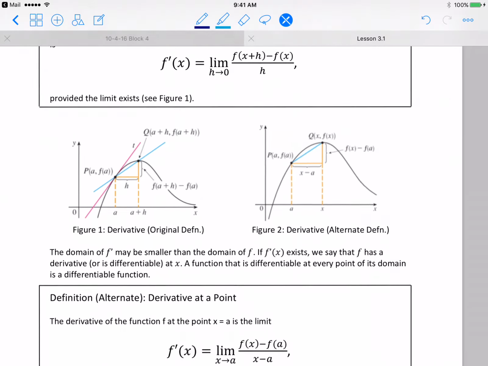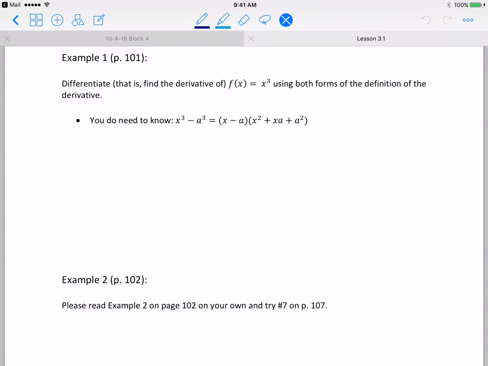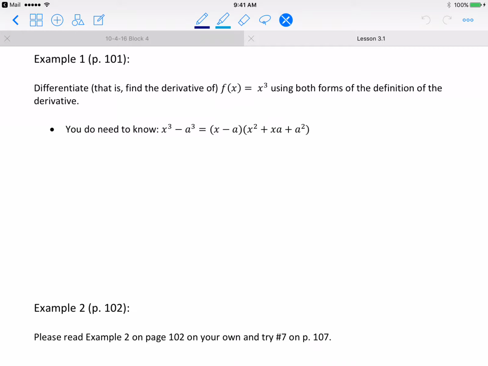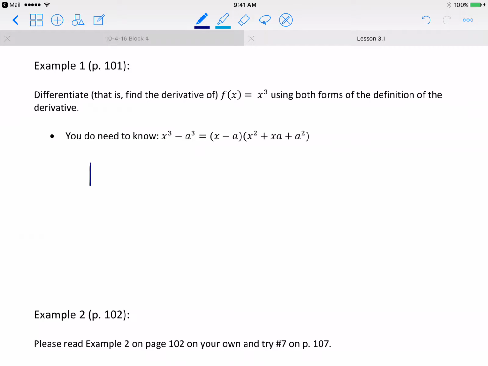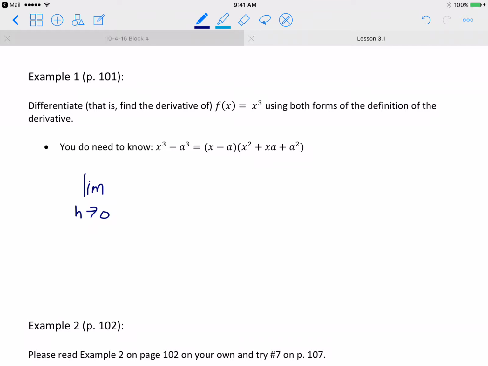So let's go ahead and apply these two definitions, these two formulas, to our example 1, where we have to differentiate. Differentiate is a word that substitutes for finding the derivative of f of x. In this case, f of x is defined to be x to the third power, but we're going to use both forms of the definition of the derivative. So in this first video, let me use the old definition, which is to find the limit as h approaches 0 of the difference quotient formula, which is f of x plus h minus f of x all over h.